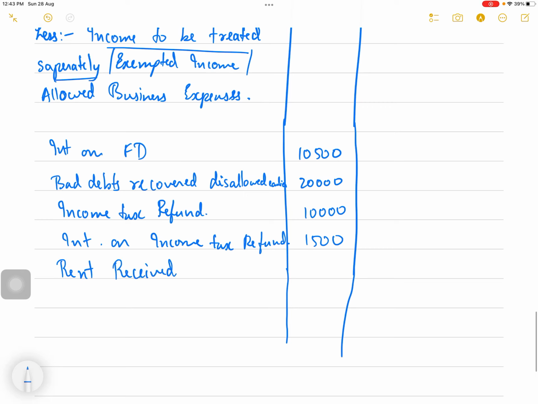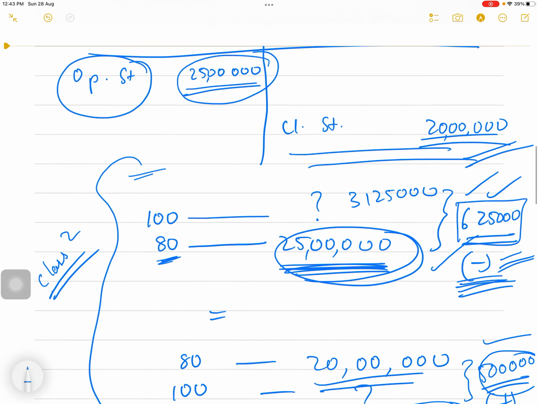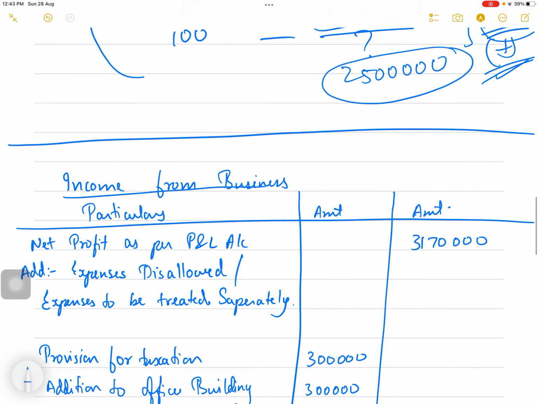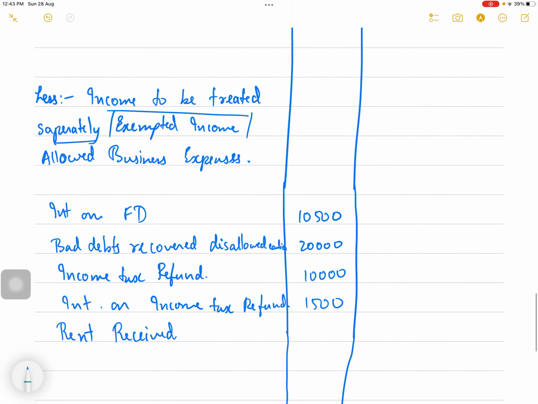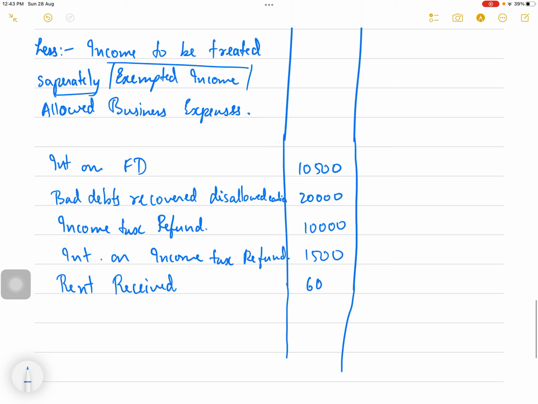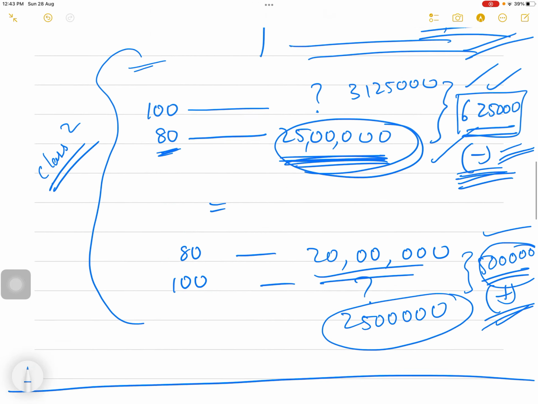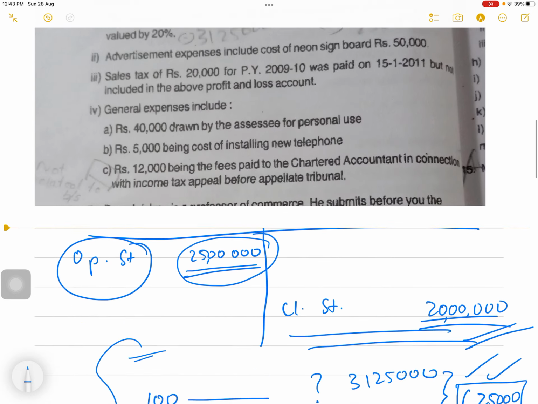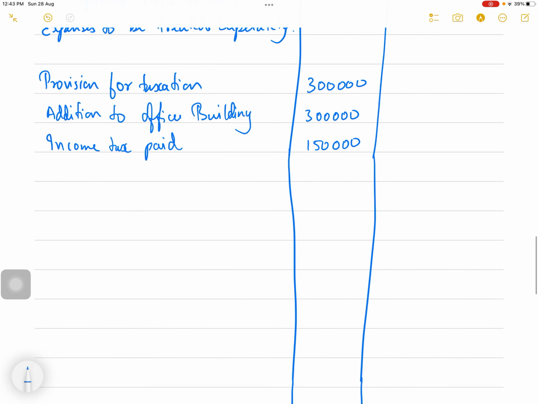This is rent received from house property. Okay, so this is income from house property, 60,000. In the exam they'll clearly give rent received from house property. That is what I believe. Okay, next, winning from lottery, 35,000.